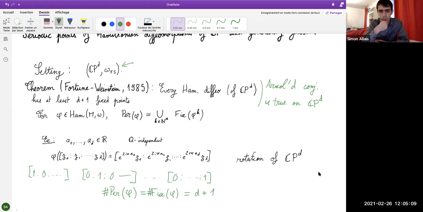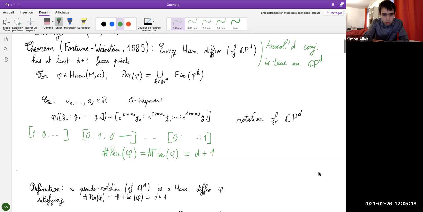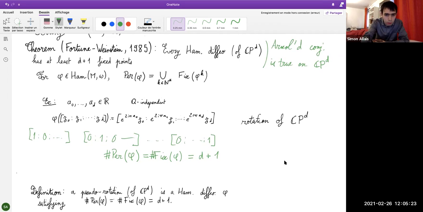This suggests this definition. A pseudo-rotation of CP^D is a Hamiltonian diffeomorphism which satisfies this equality. So the set of periodic points is exactly the set of fixed points, and it is minimal: D plus 1. I restrict my talk to CP^D, so it's D plus 1 that should be here.